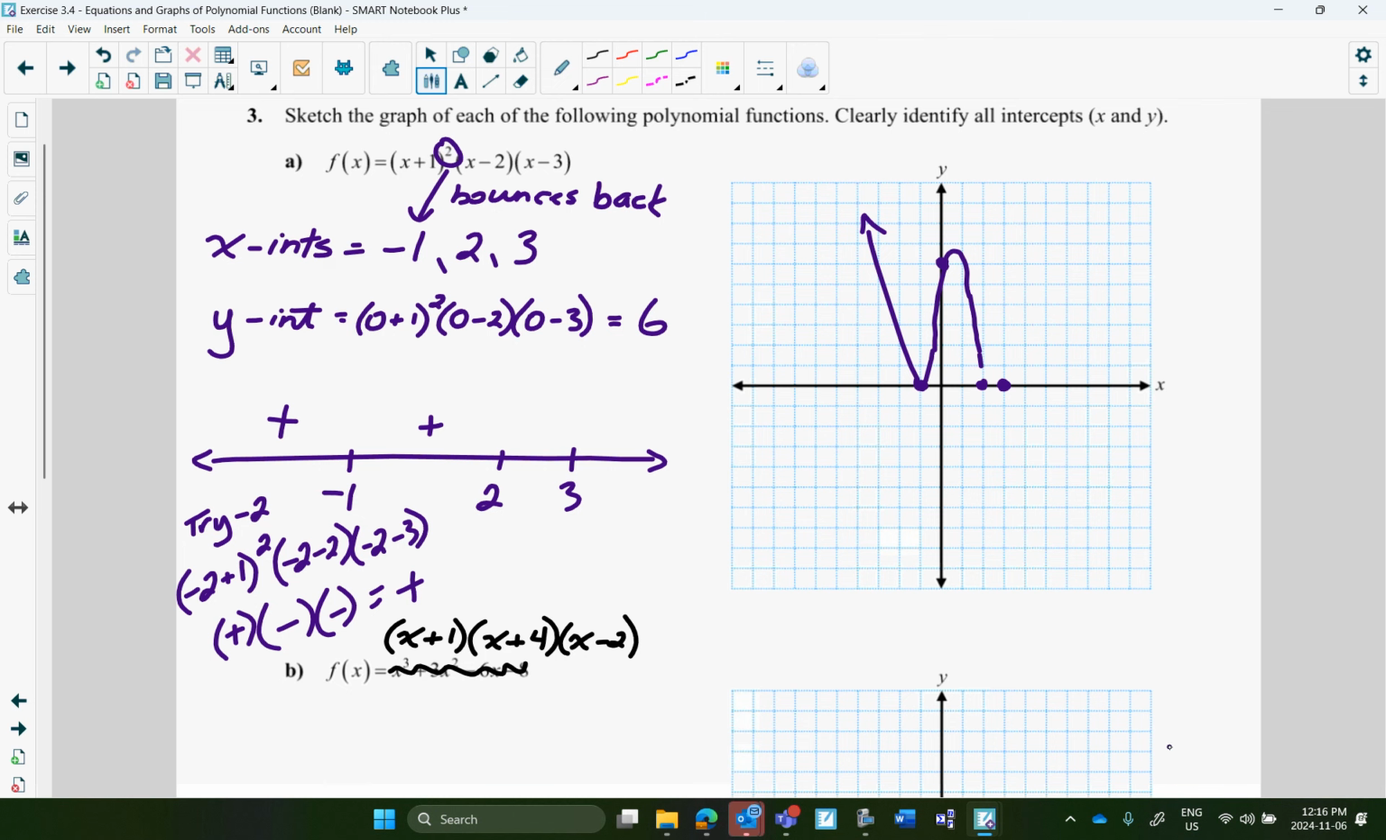Through or bounce? Through, because this doesn't appear twice. So it becomes negative. Rolls around, starts to head towards the last one, goes through. So it changes sign, becomes positive, becomes positive. And that's the way your graph looks. Okay. So you should definitely be able to do 3B.